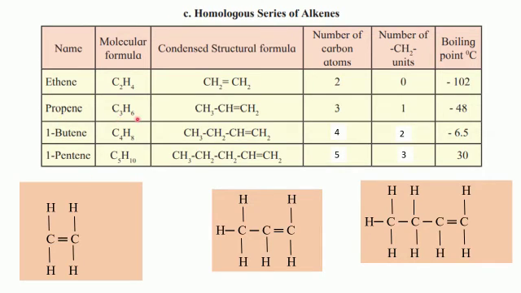Propene, C3H6, structural formula is given here. The condensed form is CH3 CH double bond CH2. Carbon atoms 3, CH2 units 1. Again here you can see one CH2 unit is here, but this cannot be counted as a CH2 unit because the other 2 valencies of carbon are not satisfied by single bond. They have formed a double bond with the carbon atom here.